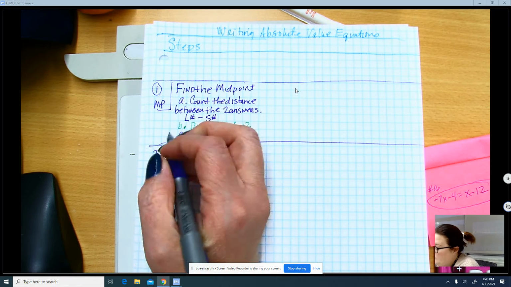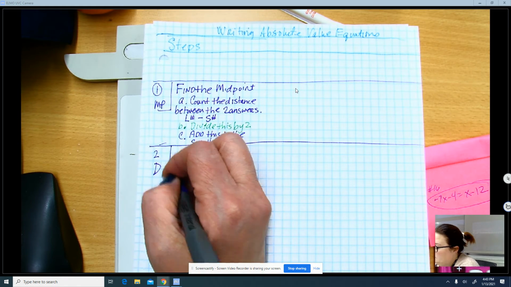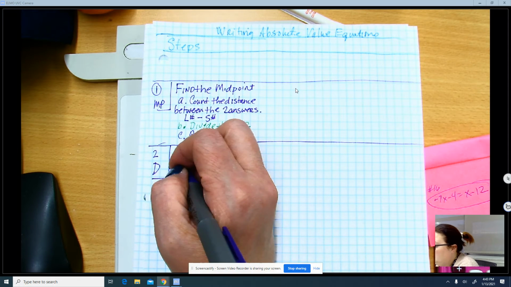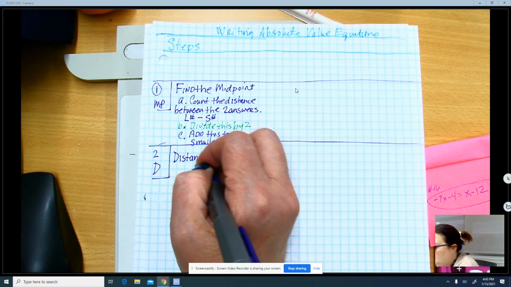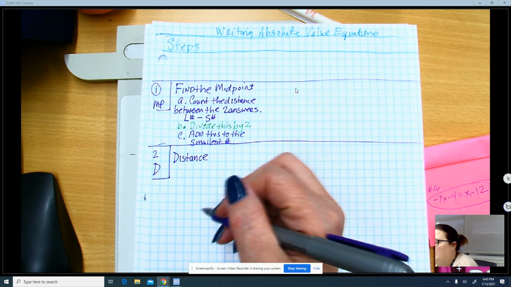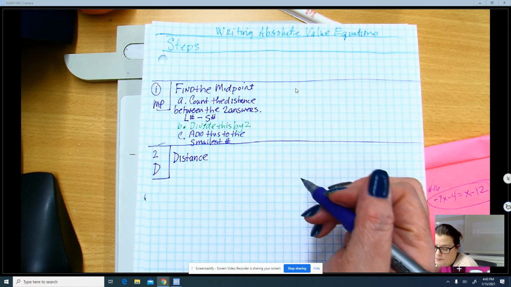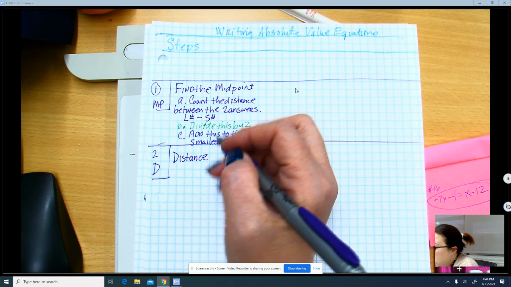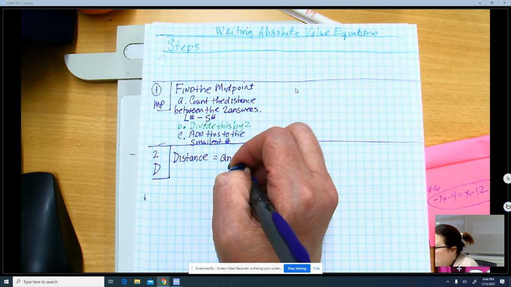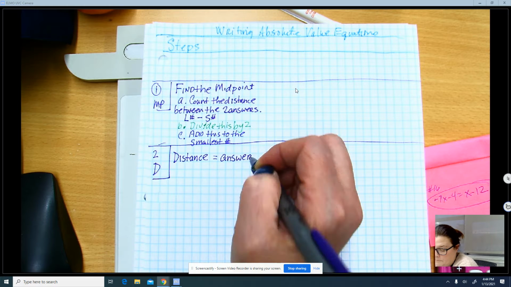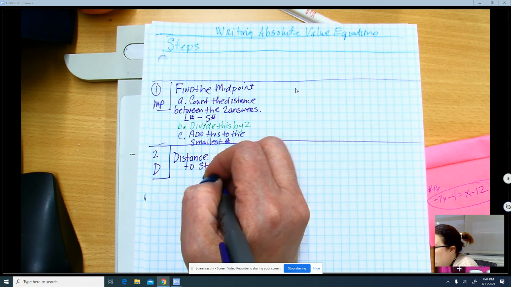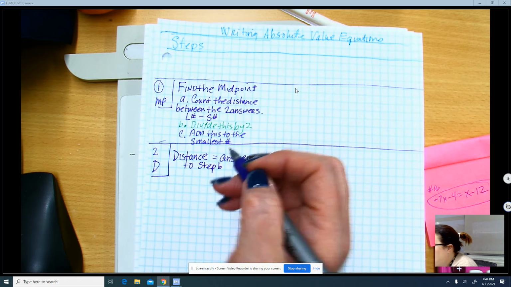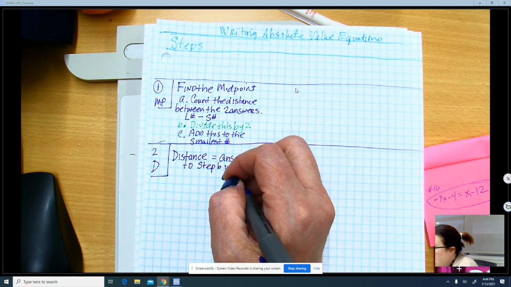So step 2, we're going to call that D. And the reason is this is the distance. And we need these items to be able to build our formula in step 3. So distance is equal to the answer to step B in finding the midpoint.